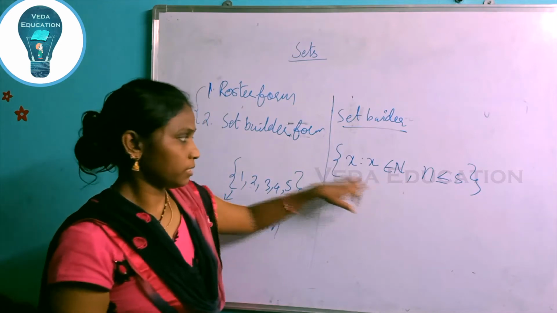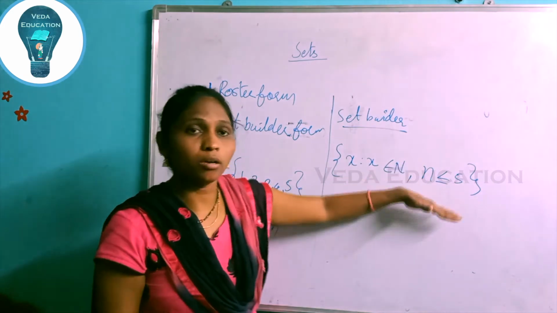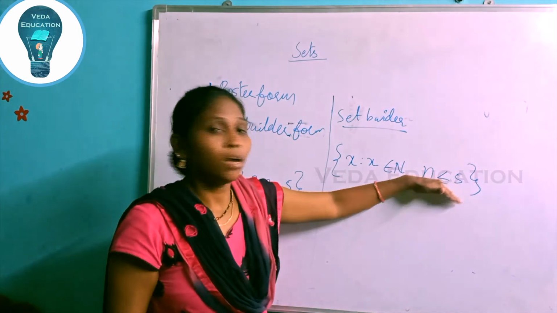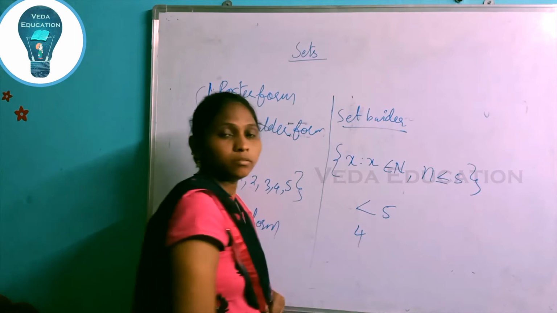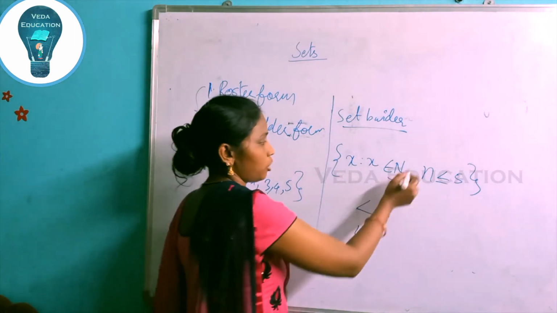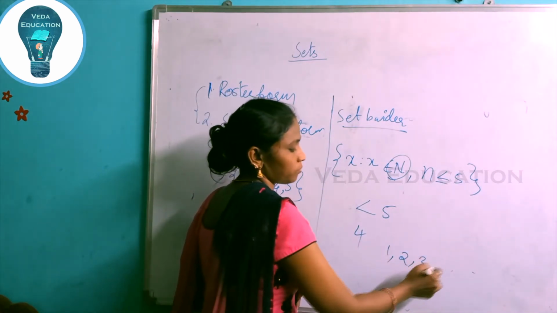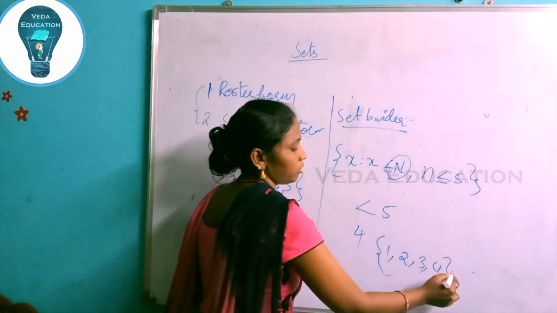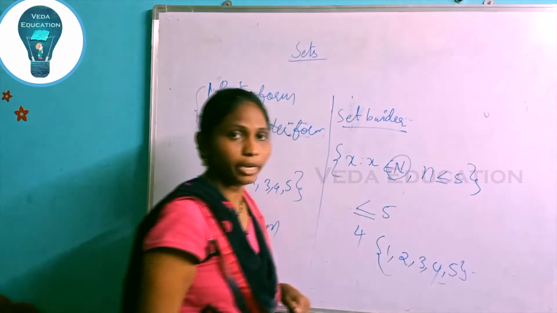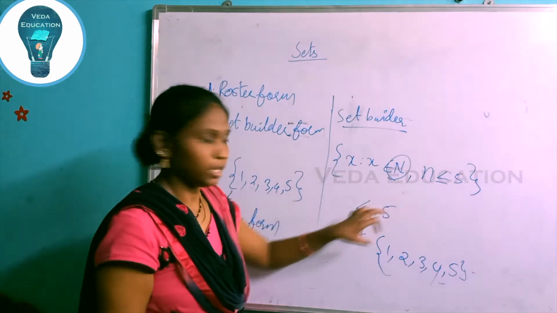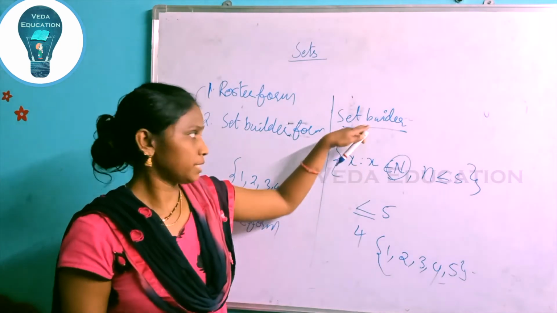What is meant by this x such that? That means the set's elements all belong to natural numbers, and up to how many numbers are we going to consider? Less than or equal to 5. If less than 5, consider numbers below 5, that means up to 4. Natural numbers start with 1, and less than 5 means only up to 4. Less than or equal to means in that set consider 5 also, 5 is included. If only less than is mentioned, consider only below 5. This set form is called set builder form.